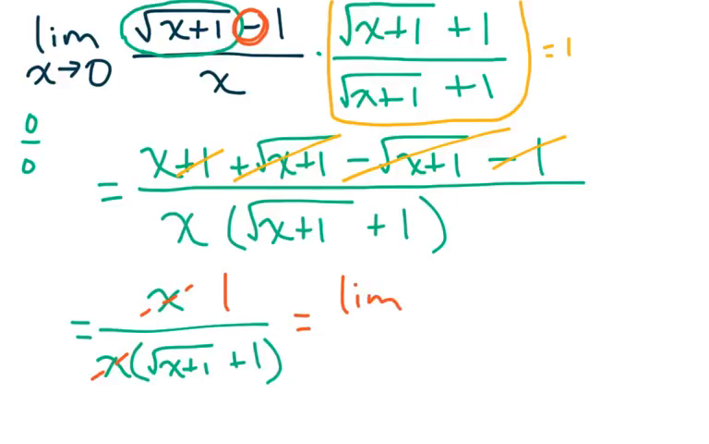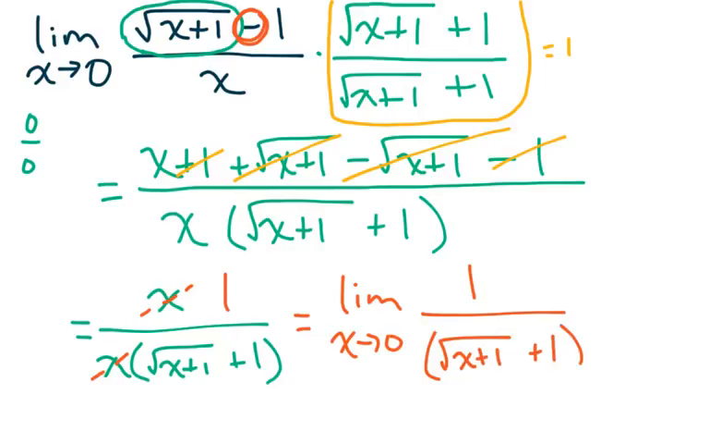I should have been copying my limit as I went along. I want to know the limit as x approaches 0 of 1 over the square root of x plus 1 plus 1. This is now safe to plug 0 into. 0 plus 1 is 1, square root of 1 is 1, and 1 plus 1 is 2. So in the denominator I get 2, and the numerator is just 1, and so I find that the limit is 1/2.